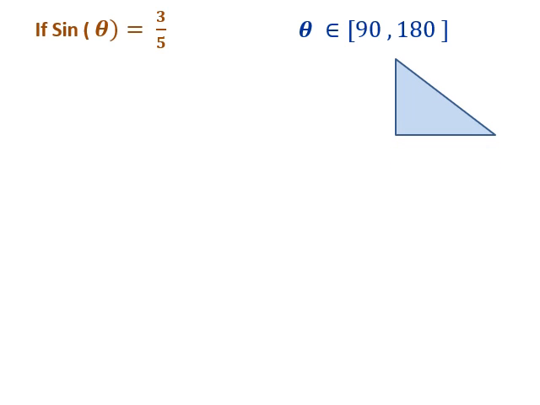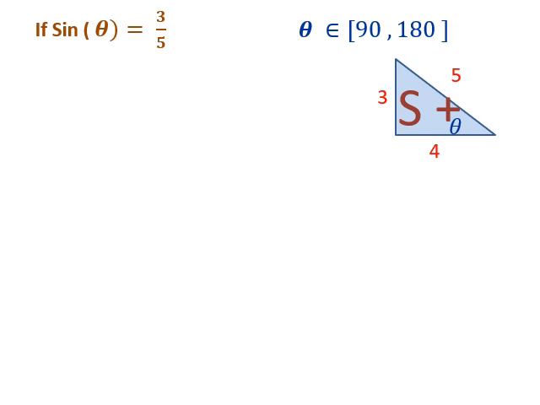If sine theta equals 3 over 5 and theta belongs to the closed interval 90 to 180, find the following. Before we start, let's draw the triangle. As we said before, sine equals opposite over hypotenuse. We can find the third side using Pythagoras. It will be 4. Also I can apply the identity sine squared theta plus cosine squared theta equals 1.